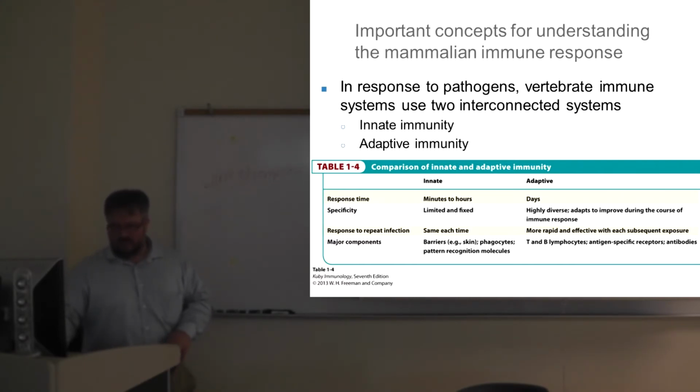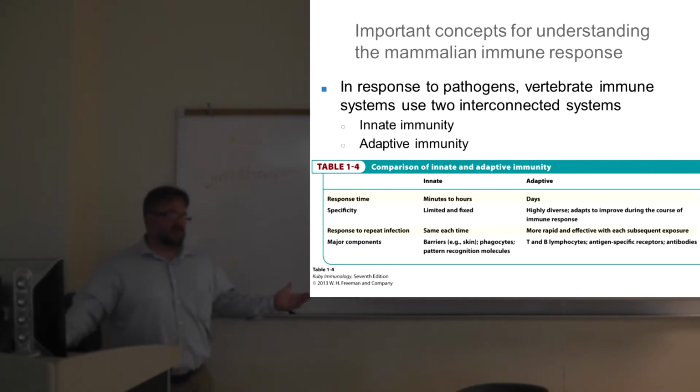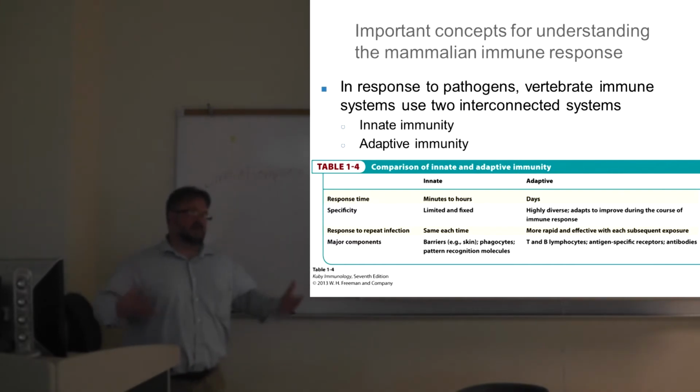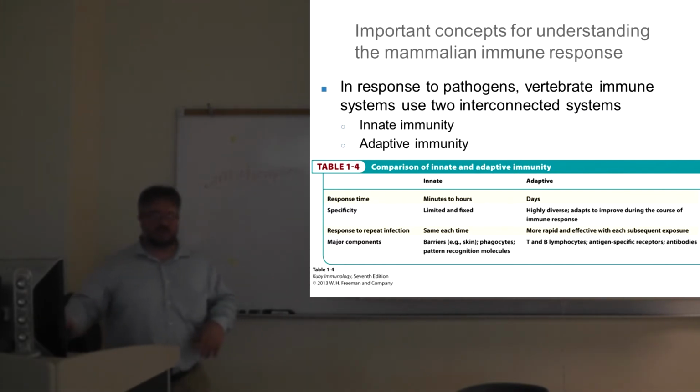Major components of the innate system. I talk about cells, but I skim past the fact that barriers are part of the innate system. Let's just not let the bacteria in. Let's have things like skin, and let's make our skin acidic, so bacteria don't like to grow on it. We have phagocytes like neutrophils and macrophages. We have pattern recognition molecules. So that's innate.